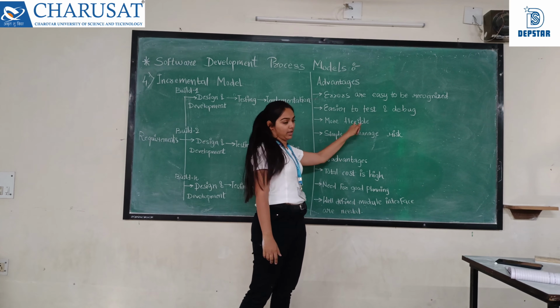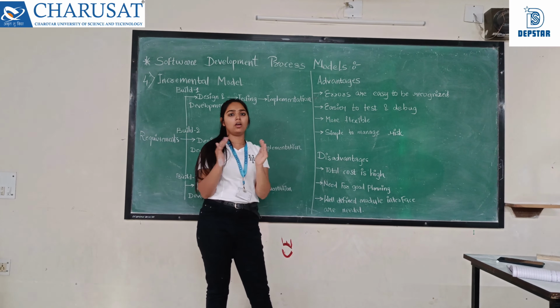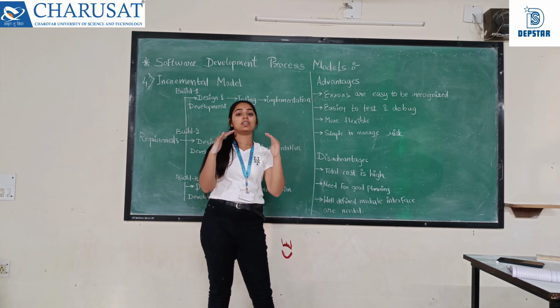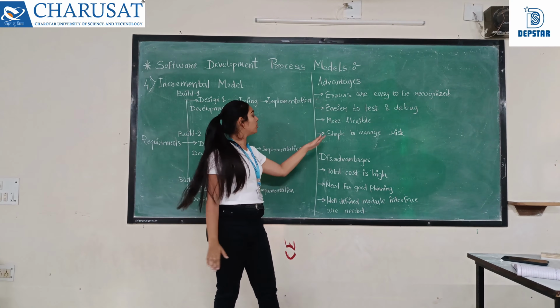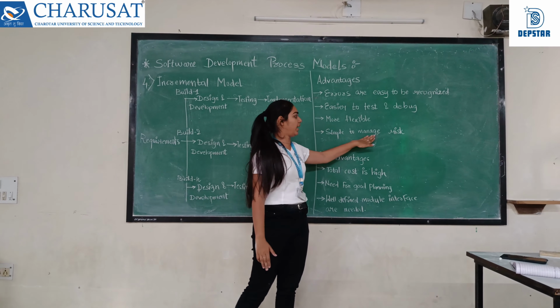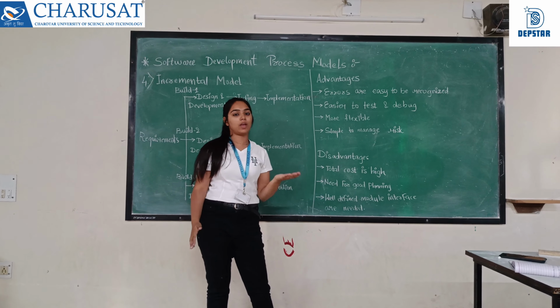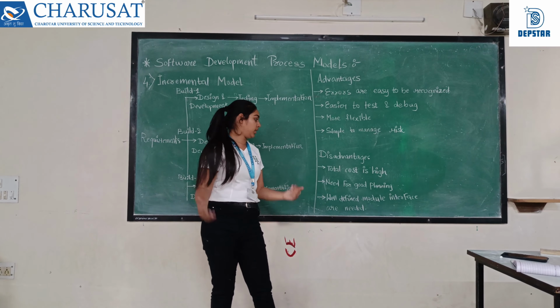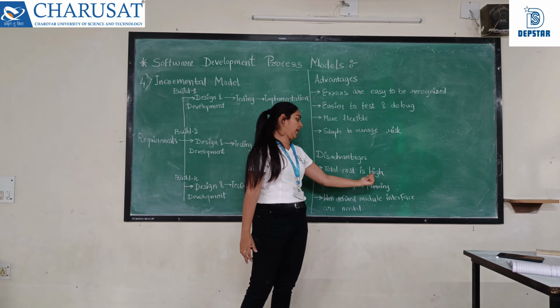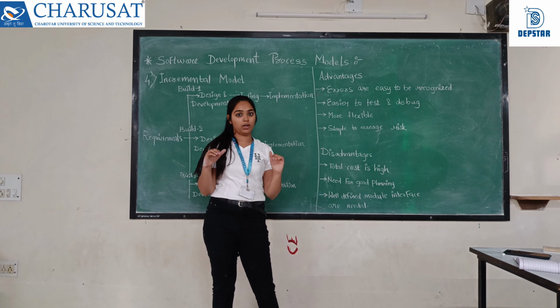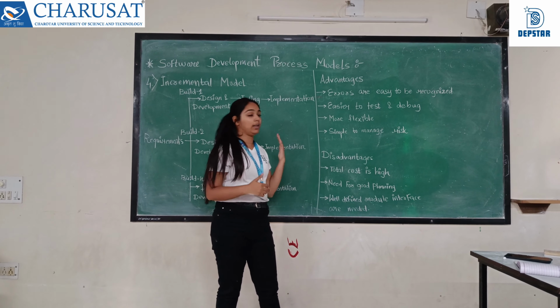Fourth one is more flexible because it is small. Through the diagram you can see that it is a very small one, so more flexible and simple to manage the risk. Now as we have the advantages, we do have disadvantages. So total cost is high. It is a small one, but the cost is higher than it looks.